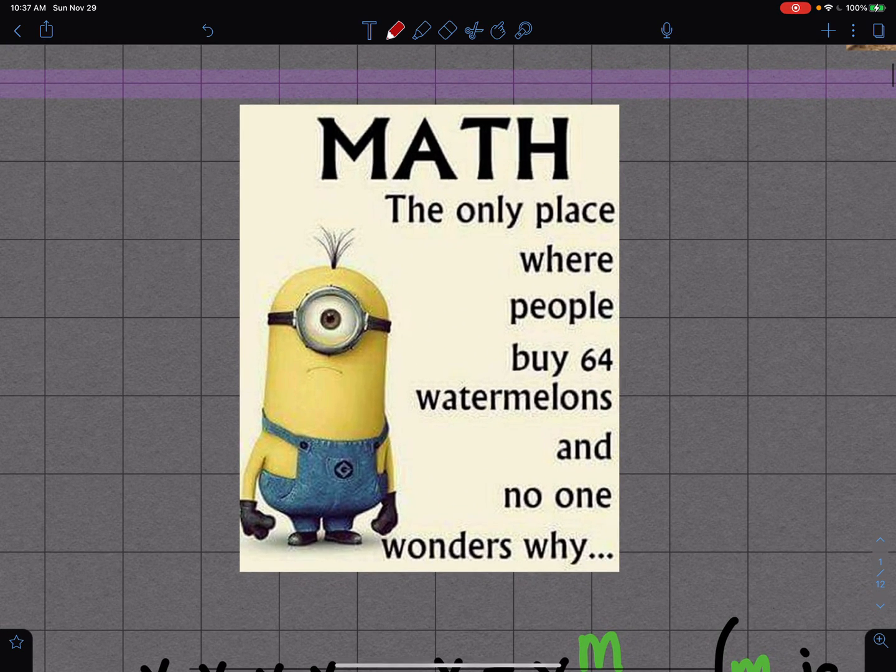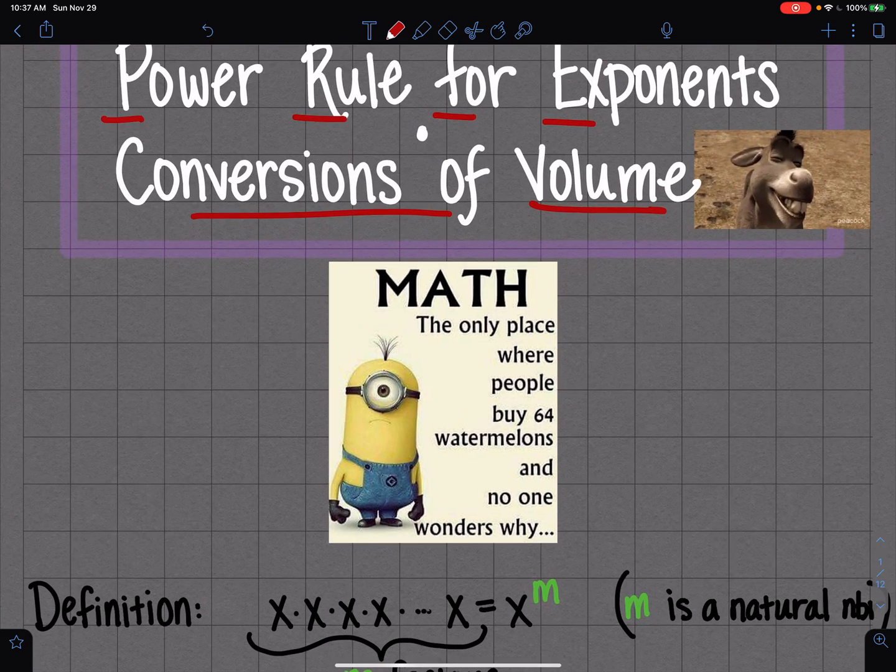Math. The only place where people buy 64 watermelons and no one wonders why. Sometimes the story problems are a little like that. But anyway, all right, here we go.